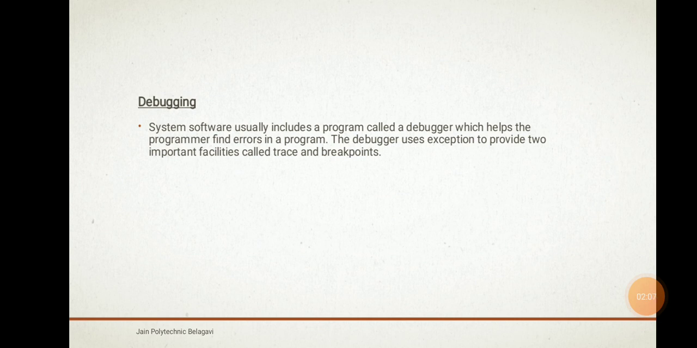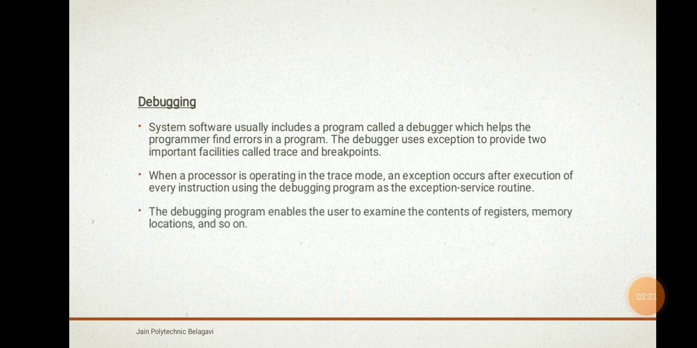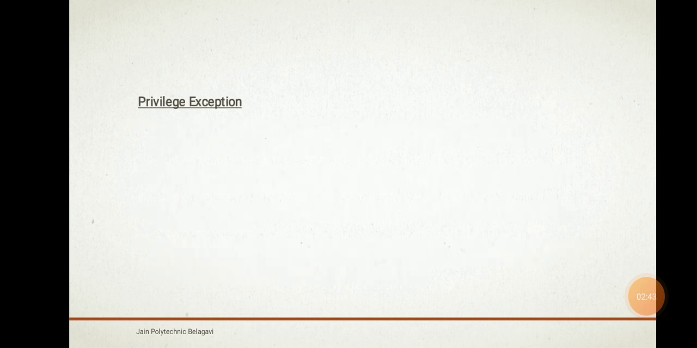The debugger uses exceptions to provide two important facilities called trace and breakpoints. When a processor is operating in the trace mode, an exception occurs after the execution of every instruction, using the debugging program as an exception service routine. The debugging program enables the user to examine the contents of registers, memory locations and so on. On returning from the debugging program, the next instruction in the program being debugged is executed. Then the debugging program is activated again. The trace exception is disabled during the execution of the debugging program. So this is how debugging is done.